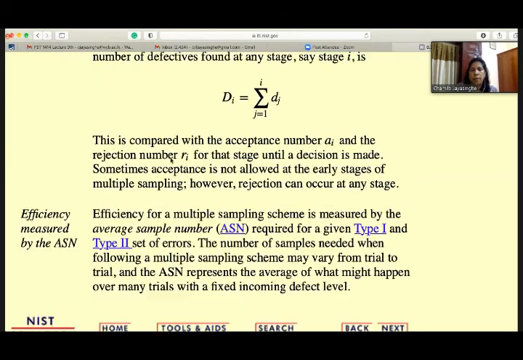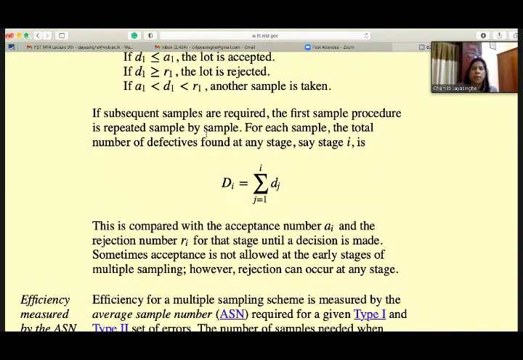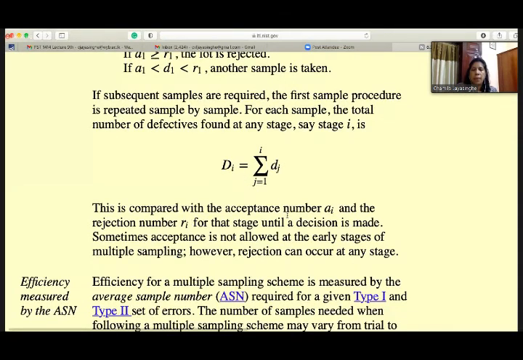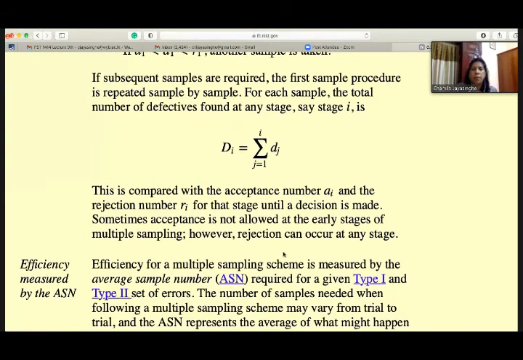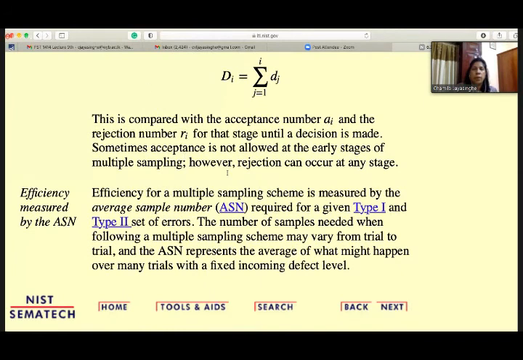But in this situation, if subsequent samples are required, the first sample procedure is repeated sample by sample. For each sample, the total number of defectives found at any stage, say stage i, is summed likewise. This is compared with the acceptance number Ai and the rejection number Ri for that stage until a decision is made. Sometimes acceptance is not allowed in the early stage of multiple sampling. However, rejection can occur at any stage, right? You can see, now let's go to the other one.